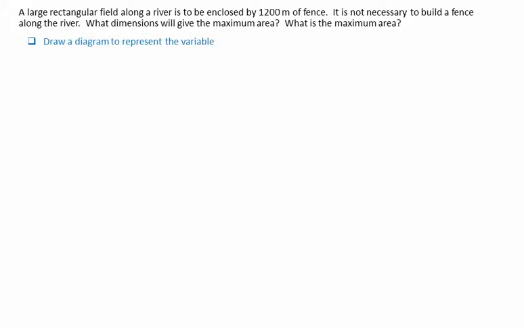For this question, it's easiest to draw a diagram to represent the variable. Here we have the river, and we have to construct a rectangular region beside that river. We can introduce x as the width of that rectangle. Now, because we have a total of 1,200 meters of fence, the length of that rectangle will be 1,200 minus 2x.